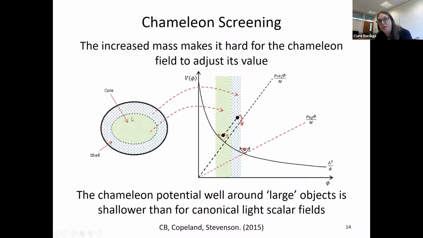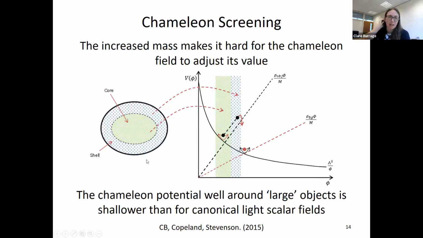So we solve in the core, we solve in the shell, we solve outside, and then we match at those two boundaries, and we can compute the behavior of the fields. And what you find coming out of that is that the scalar fifth force is now not sourced by the whole of the mass of this object. In fact, it's only sourced by the matter that lives in a shell near the surface.